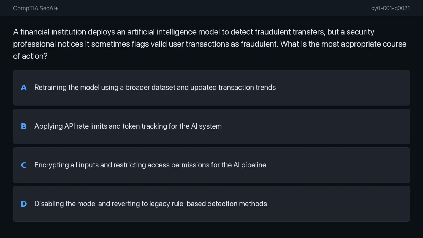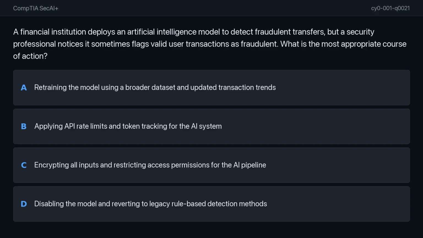Option A, retraining the model using a broader dataset and updated transaction trends. Option B, applying API rate limits and token tracking for the AI system. Option C, encrypting all inputs and restricting access permissions for the AI pipeline. Option D, disabling the model and reverting to legacy rule-based detection methods.